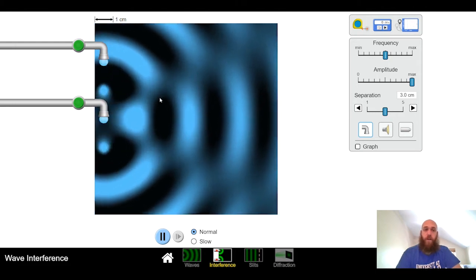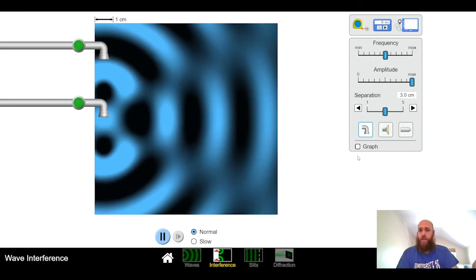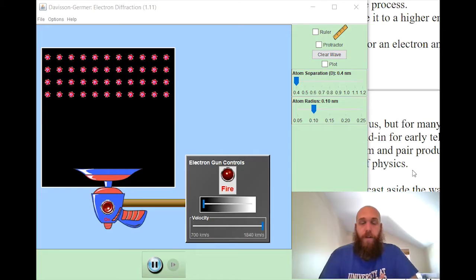Destructive interference along these bands right here, and constructive interference everywhere else. It's a classical picture of wave interference that we've seen plenty of times before. So now let's compare that picture to the one that we have here. We have a bunch of atoms that are set up right here, and they have some separation between them, and they each have their own atomic radius.